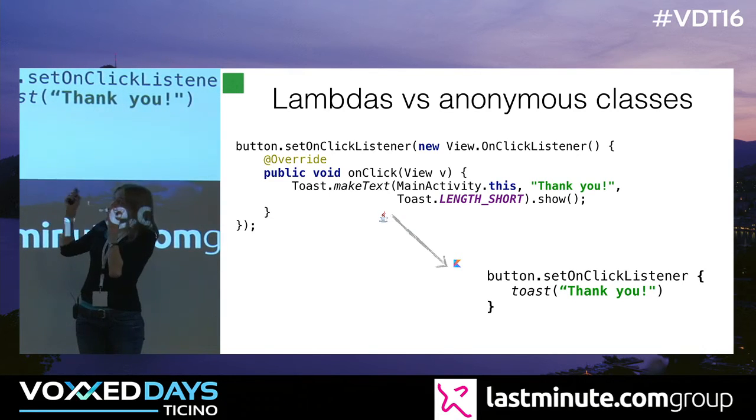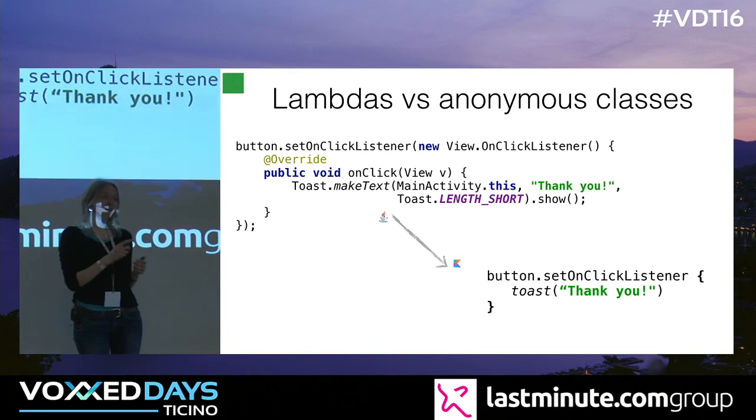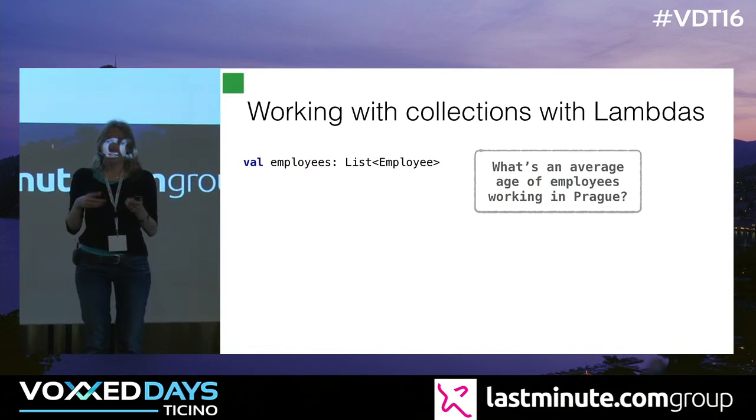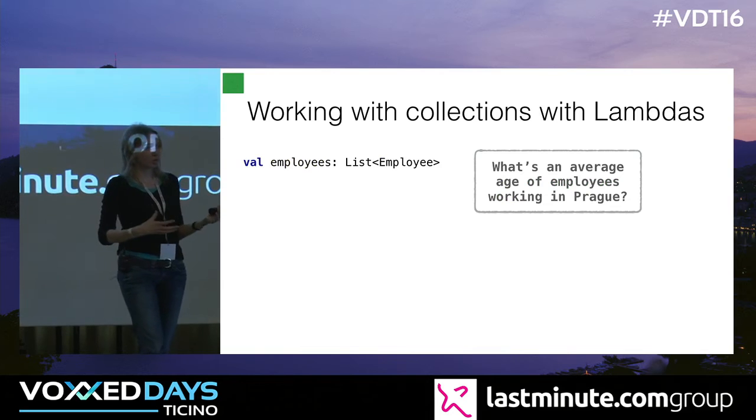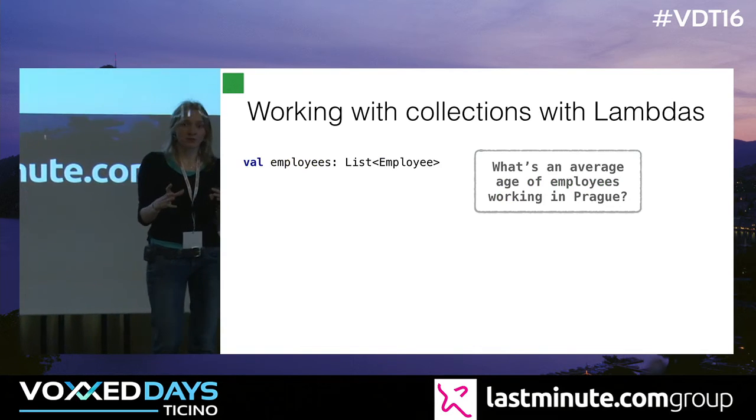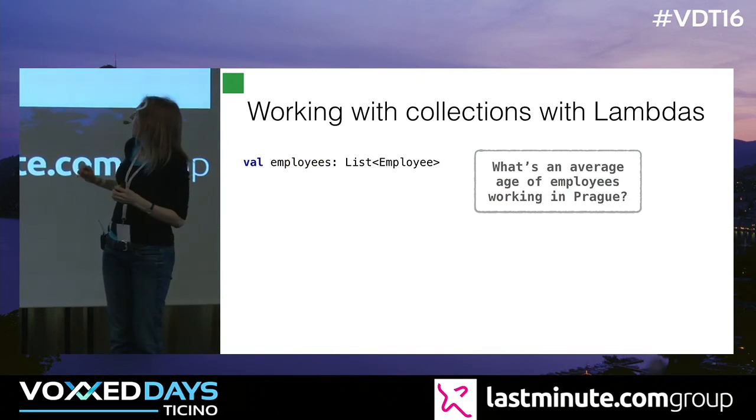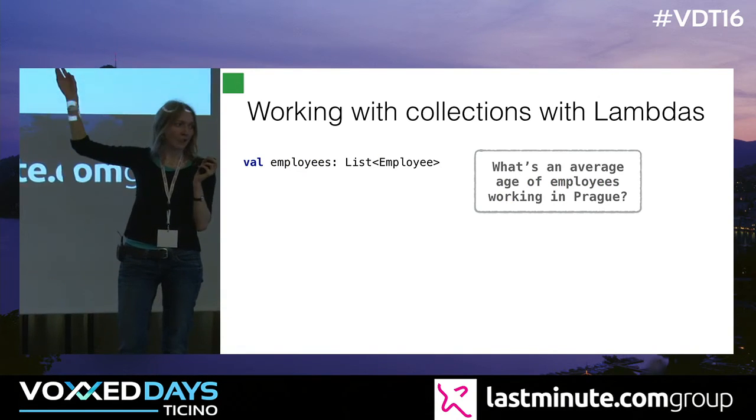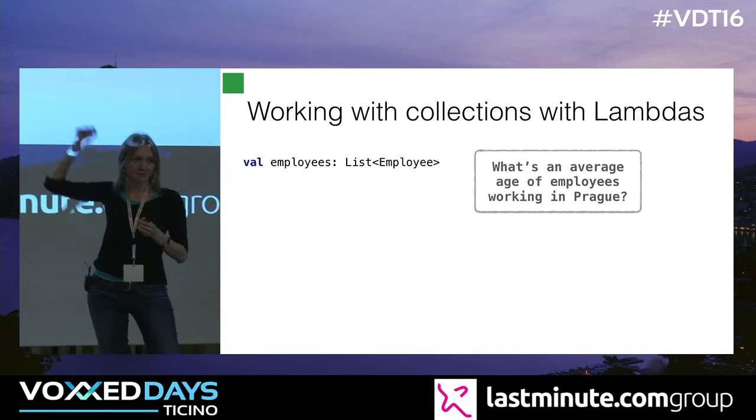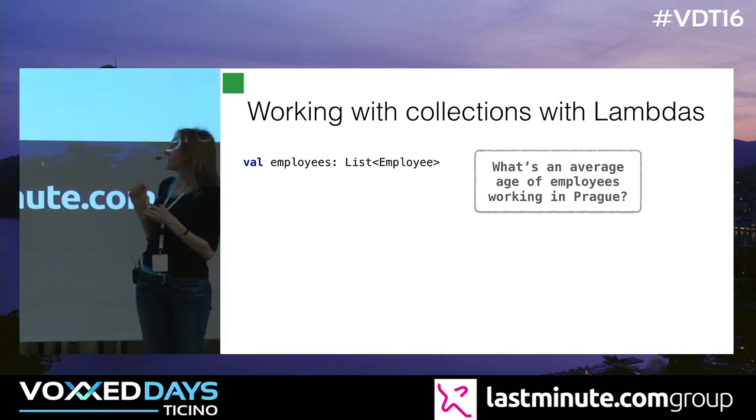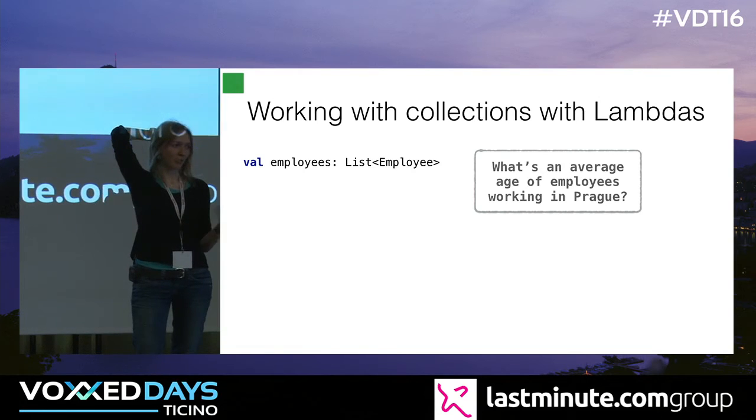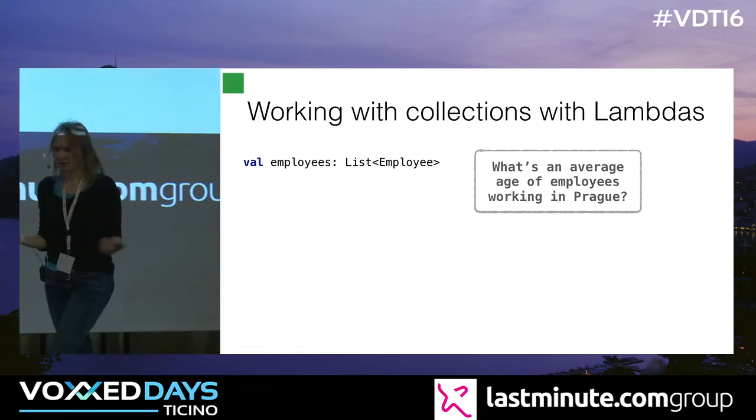Okay, but lambdas are useful not only when you use anonymous classes. They really can help to simplify our work with collections. So let's say we have a list of employees, and we are interested in what's the average age of employees in Prague. So JetBrains has an office in Prague, but it's very small, actually.